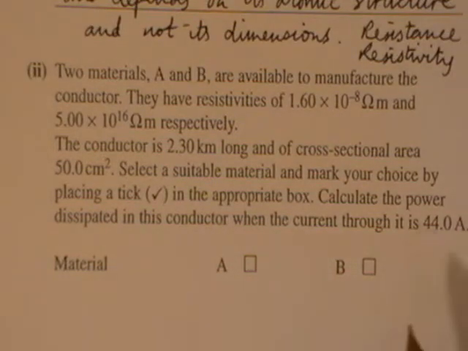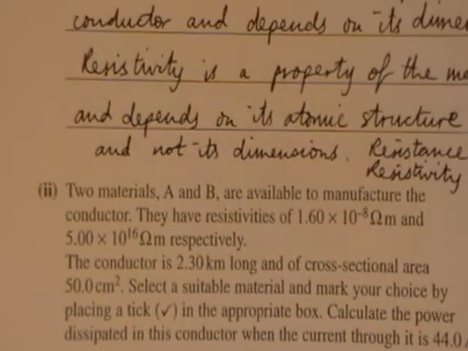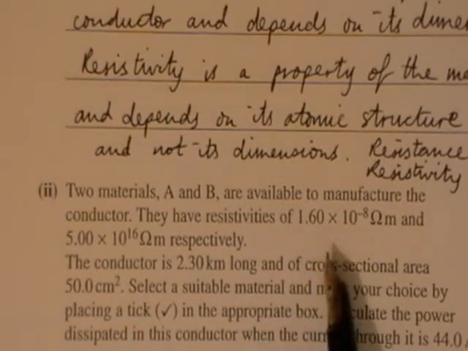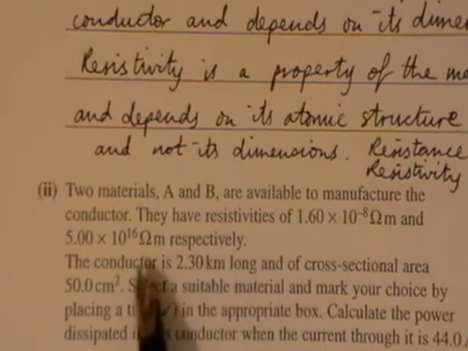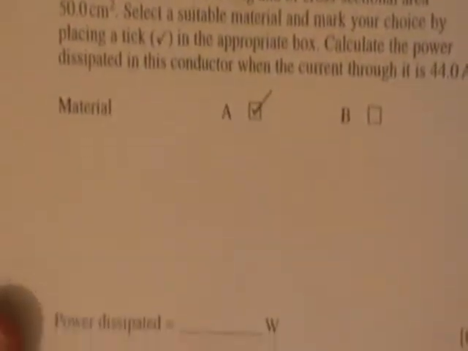Well, we're looking here at the resistivity, so we're looking for one which has a very small resistivity. Material A is 1.6 times 10 to the minus 8. This is material B, 5 times 10 to the 6. So material B has a really high resistivity, so you wouldn't be choosing it. We're looking for one with a low resistivity, so we put a tick beside A because that's the one we want.